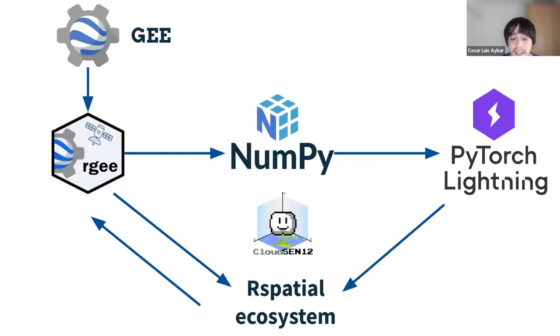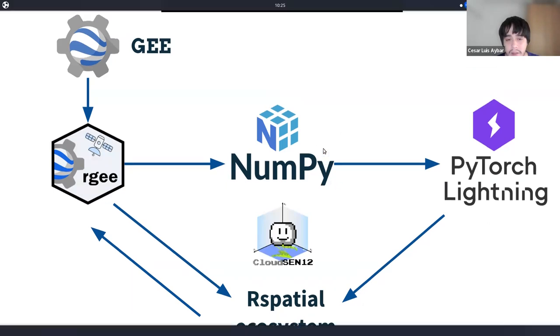And this is more or less the pipeline. I'm going to use the same pipeline that I used to create CloudSEN12. I will download the data from Google Earth Engine with rgee. Then I will pre-process all these datasets using the R spatial ecosystem. And once I do that, I will create a memory map. A memory map is, we are going to see it, a way to store the data in a very efficient way. Then we are going to train a model using Python, and then I will move back to our spatial ecosystem. It's not very complicated to merge Python and R, so don't worry if you have never done it before.